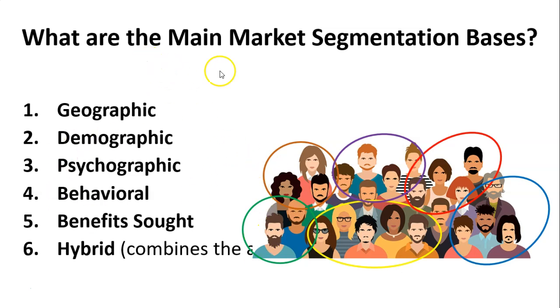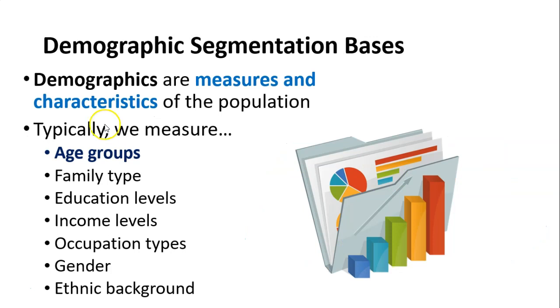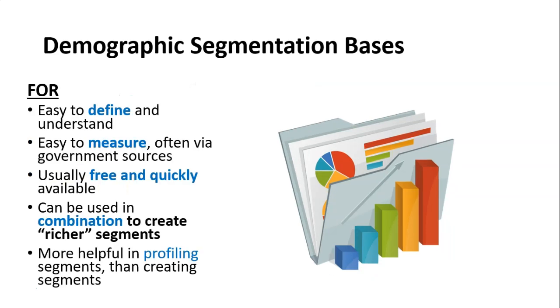Now, as we know, these are the main ways of segmenting a market, the big bases. And the second one there is demographic. And under demographic, we're going to find age groups. Demographics are measures and characteristics of a population. Often countries or governments will conduct a census and measure the population by asking a survey and getting people to fill in forms, either physically or online these days. And a lot of this information is captured. What age are you? Who's in your family? What's the family structure? Education levels, etc. And we can get that information quite easily.